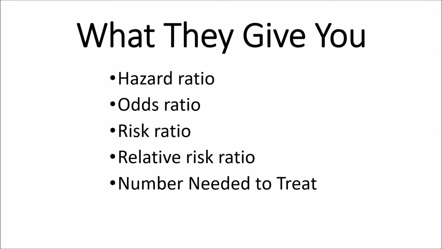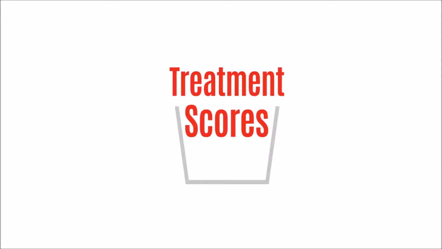What physicians and medical studies can give you today are things like the hazard ratio, odds ratio, risk ratio, relative risk ratio, and number needed to treat. What you really need to know is the treatment score. You need to know the net treatment benefit for the patient. You need to know the net treatment benefit for patients like you who have been treated in the past.